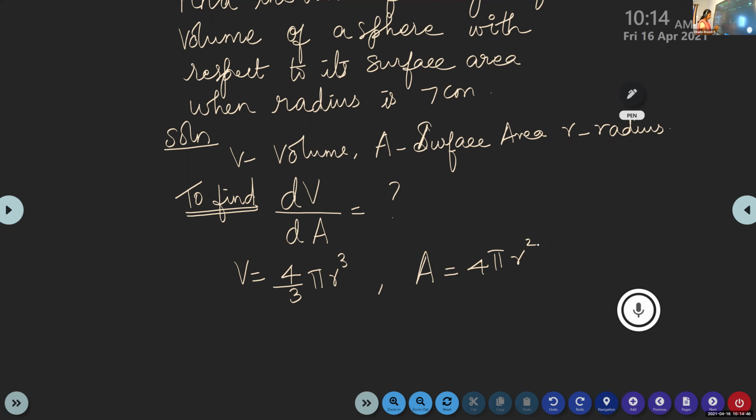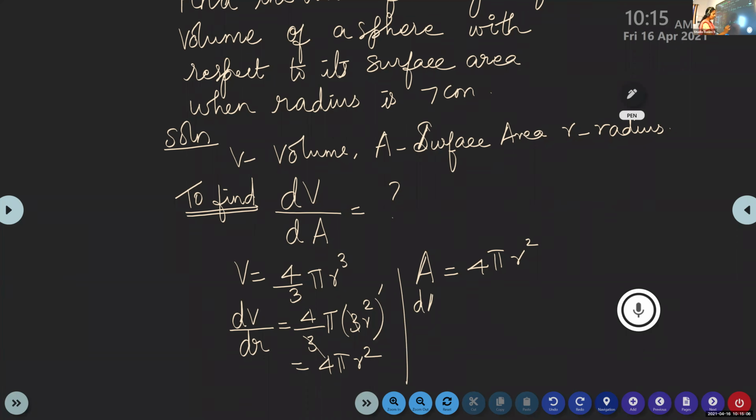So here I'm going to find out what is dV by dr. It is 4 by 3 pi into, what is derivative of r cube? It is 3r square. So 3 will get cancelled, and we'll get 4 pi r square. Same way, you find out what is dA by dr. 4 pi into r square, if you differentiate, it is 2r. So we'll get 8 pi r.